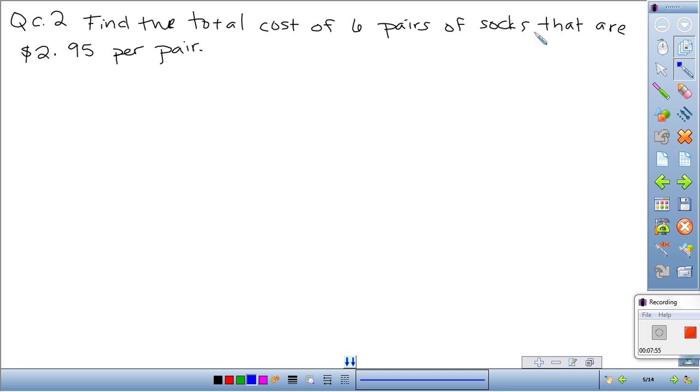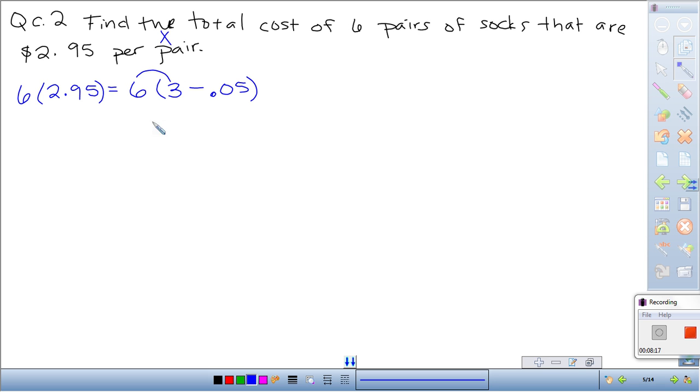Find the total cost of 6 pairs of socks that are $2.95 per pair. So again, we're multiplying. 6 times $2.95. And we want to rewrite it to use the distributive property. So 6 times the quantity $3 minus 5 cents. And then distribute. 6 times 3 is 18. There's that step I was talking about skipping. And then 6 times 5 cents would be 30 cents. So minus 30 cents. Leaves you with $17.70.